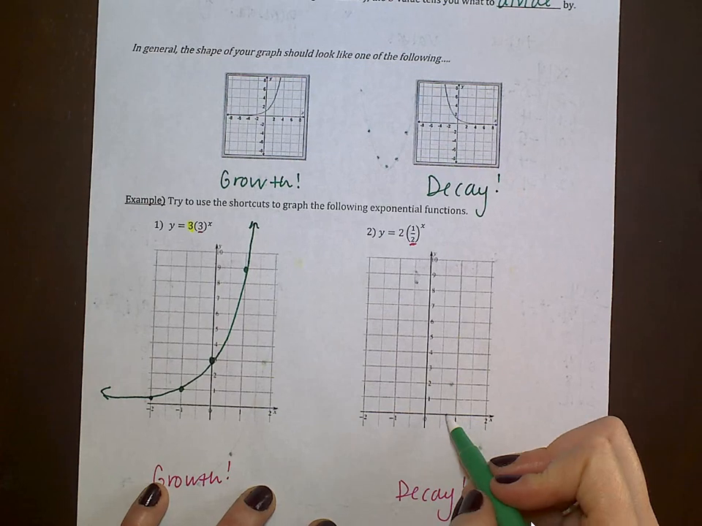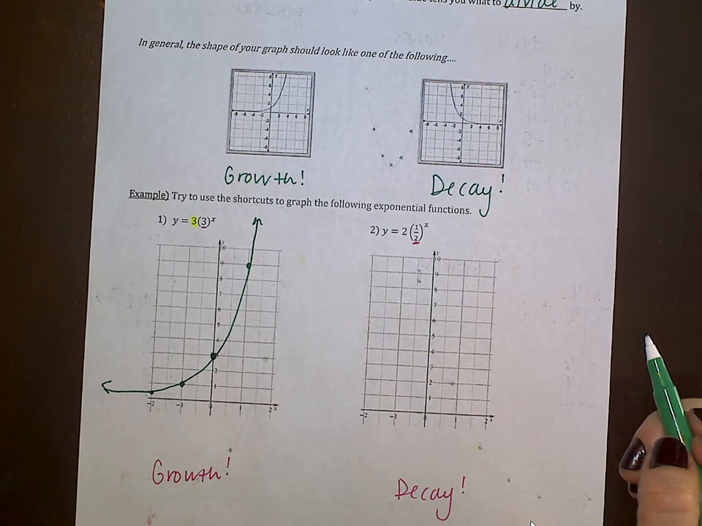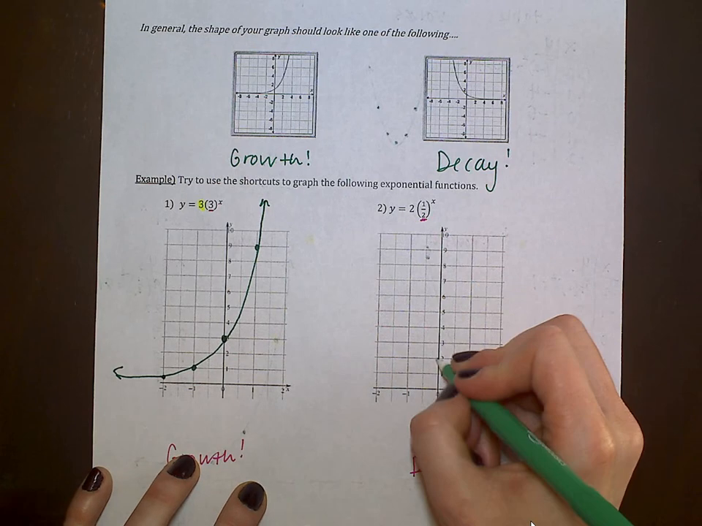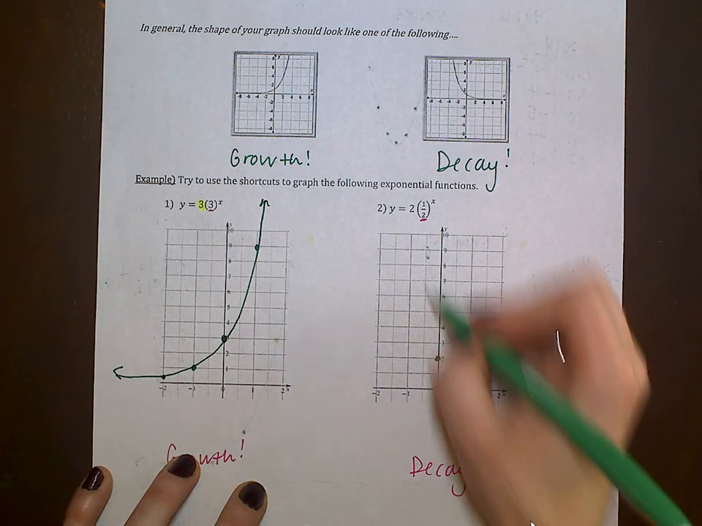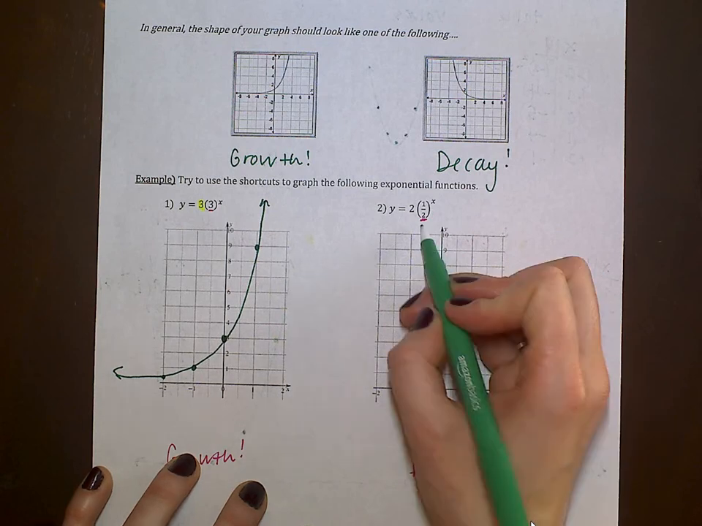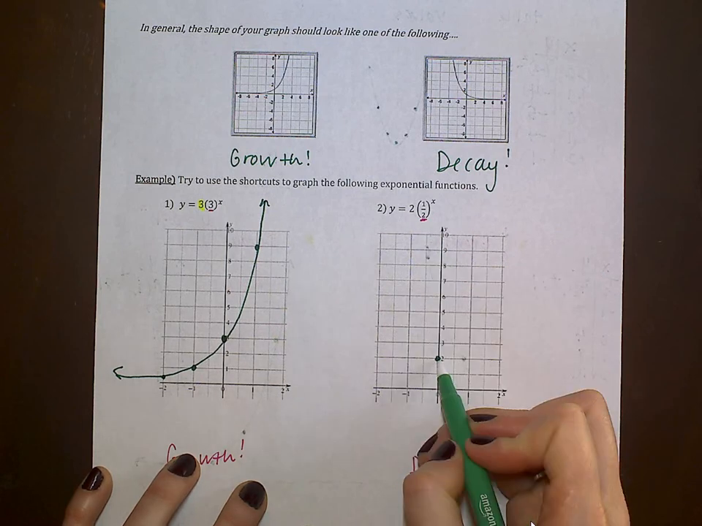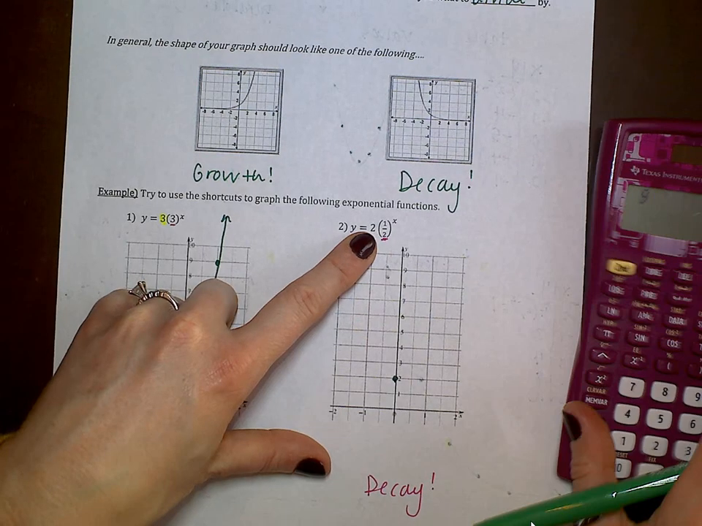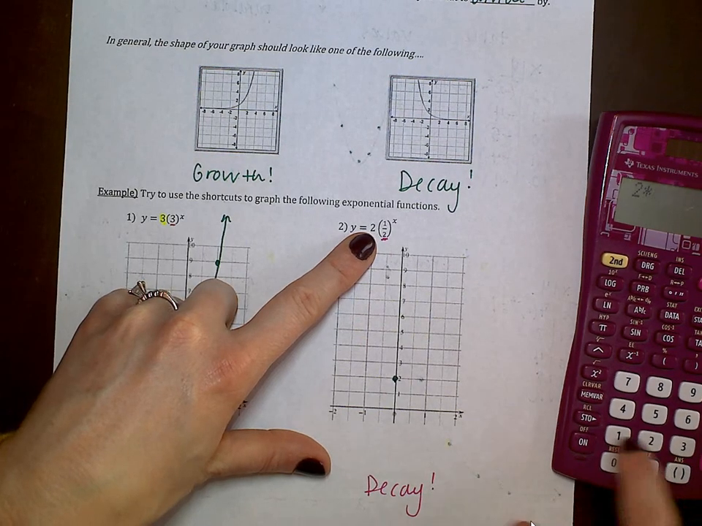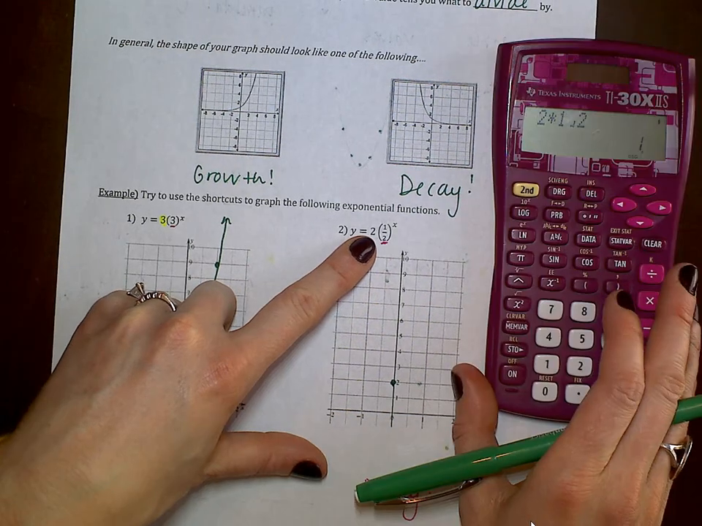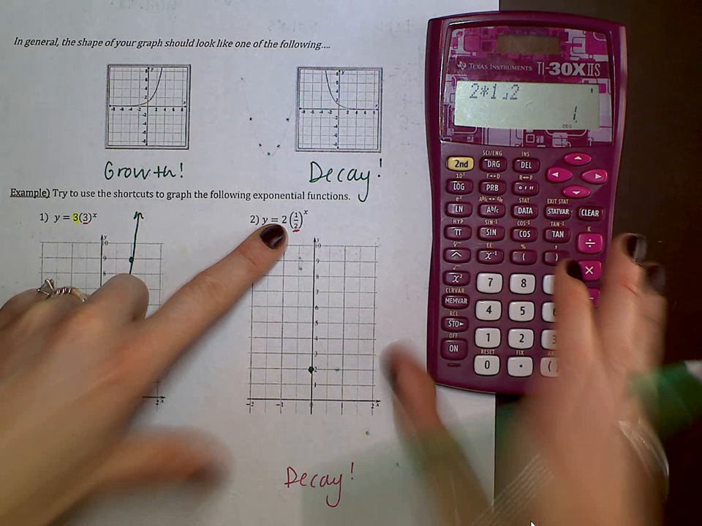Okay, over here, so I put all the shortcut together. Here's what I do. The A value on this one's 2, so that's my y-intercept. This is decay, so I know the shape goes like this. As I shift right, I multiply 2 by the B value. Okay. You can use your calculator if you need to. But guys, 2 times 1/2, I hope you can figure out that that is 1.